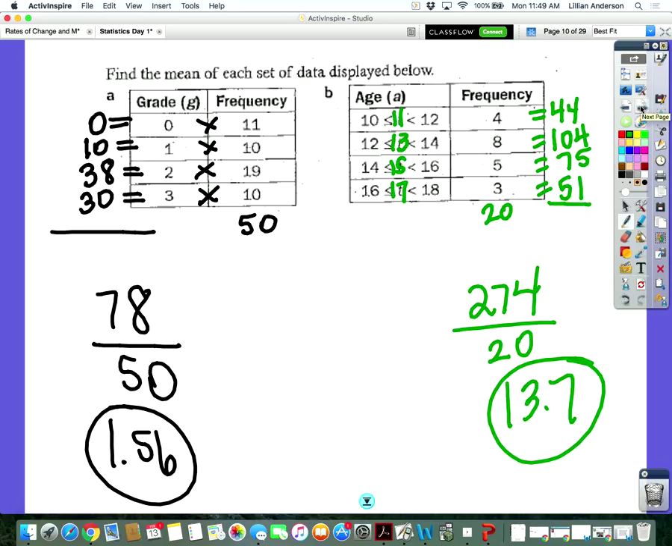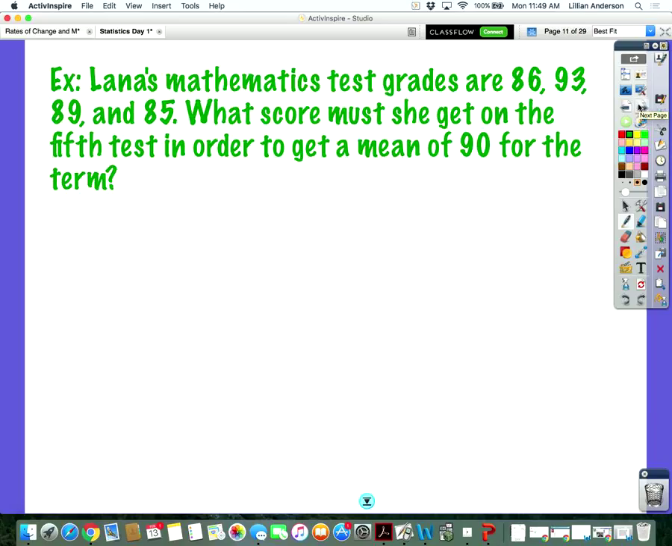Same thing with the mode questions: they'll ask you with a group or a regular frequency table. Sometimes they'll ask you to do something like this. It'll tell you that Atlanta's mathematics test grades are 86, 93, 89, and 85. What score must she get on the fifth test in order to get a mean of 90 for the term?